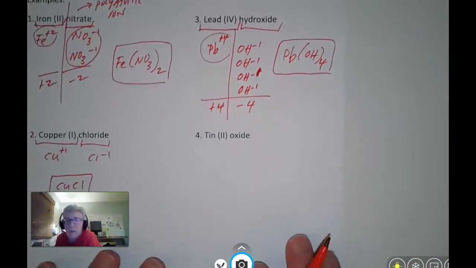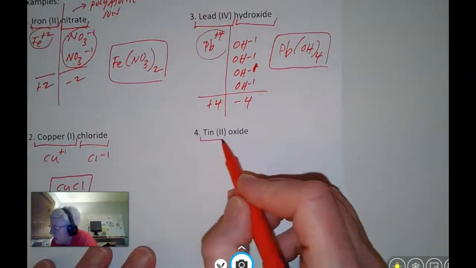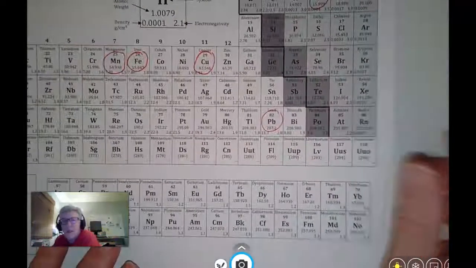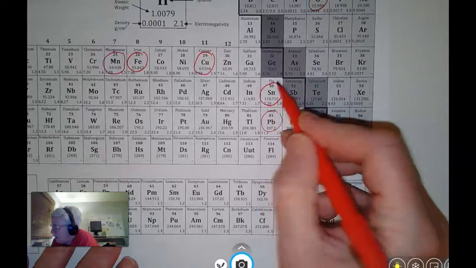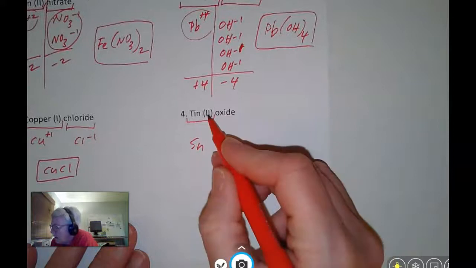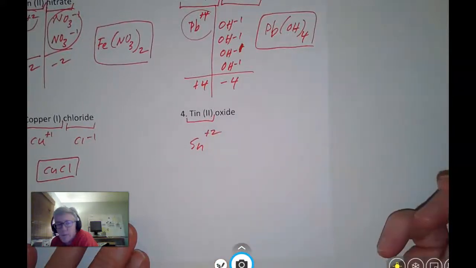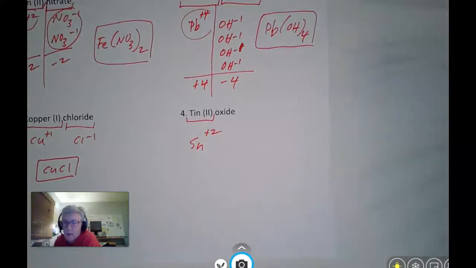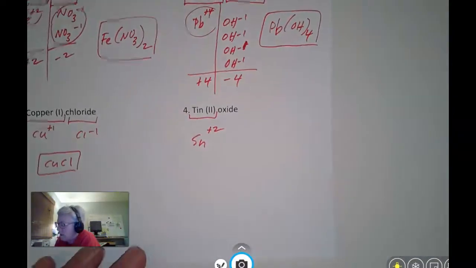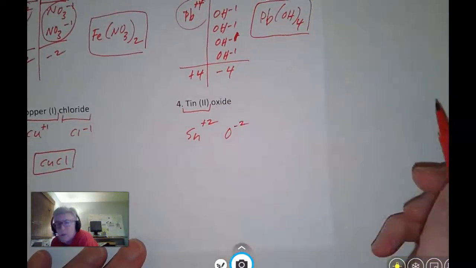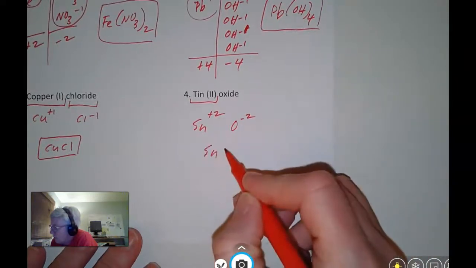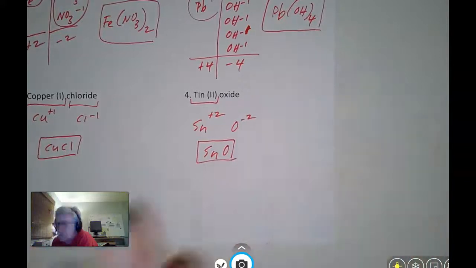Okay, so let's do the last one here. Tin, Roman numeral 2 oxide. So here's tin, right above lead. Its symbol is Sn, and the 2 tells me that its charge is a +2. Oxide is an ion of oxygen, and it has a -2 charge right there. Oxygen -2. So I've got one of those, and it'll add up to 0. So my formula would just be SnO. Okay?